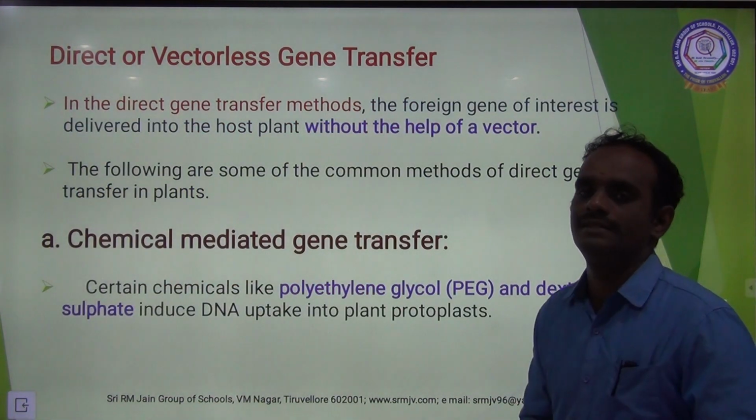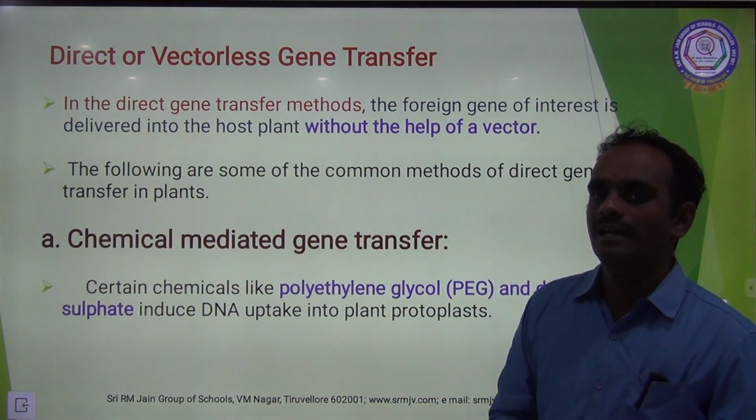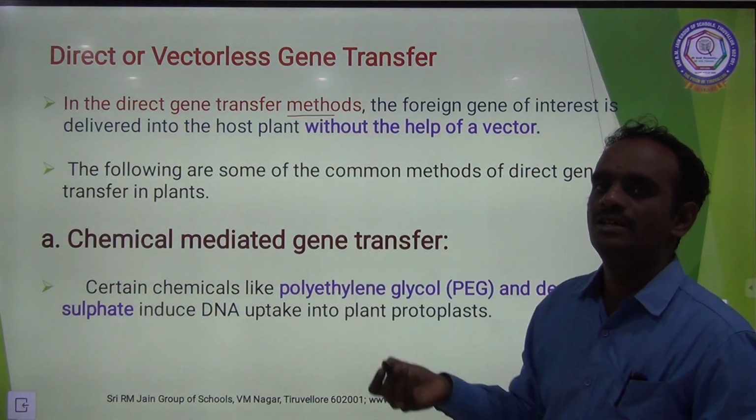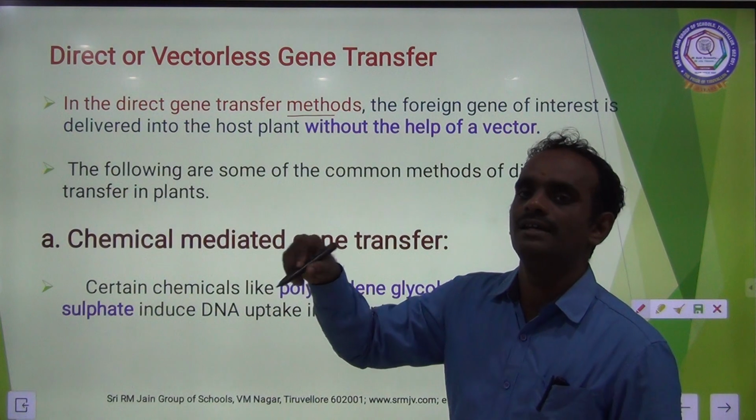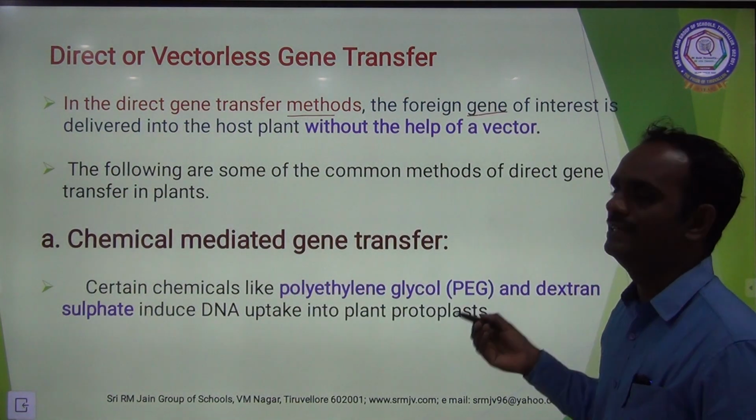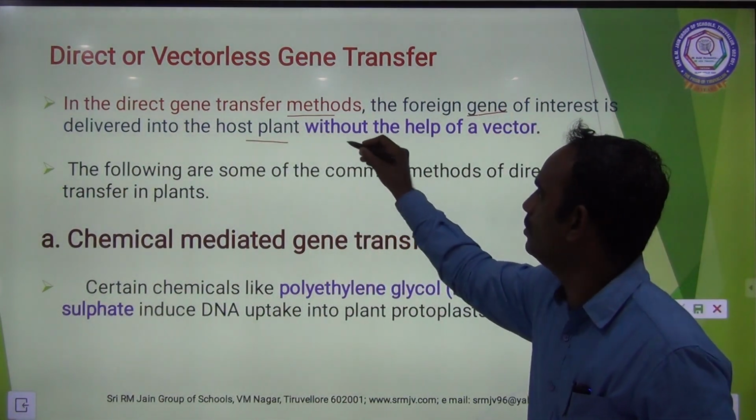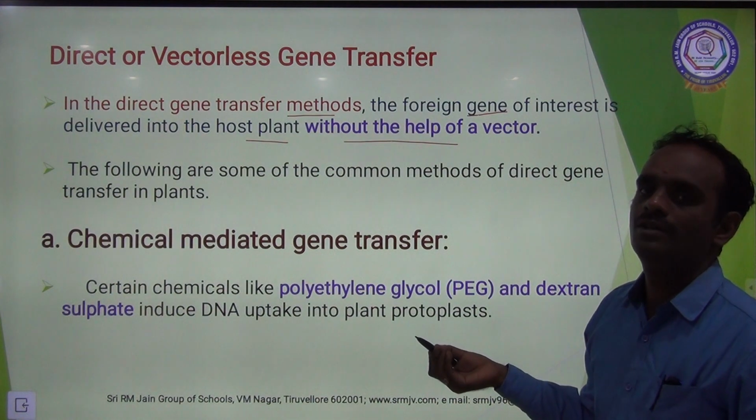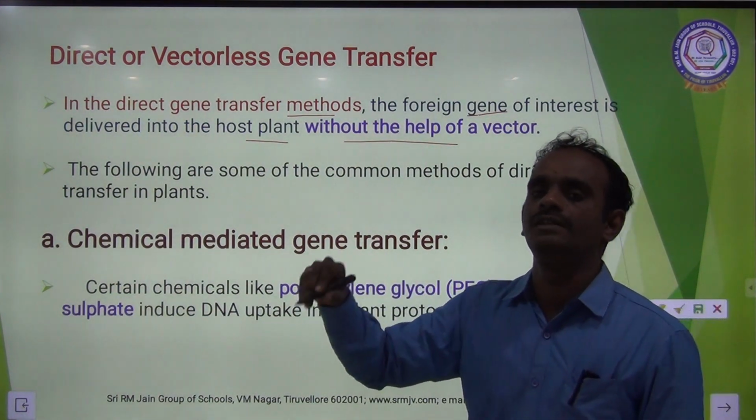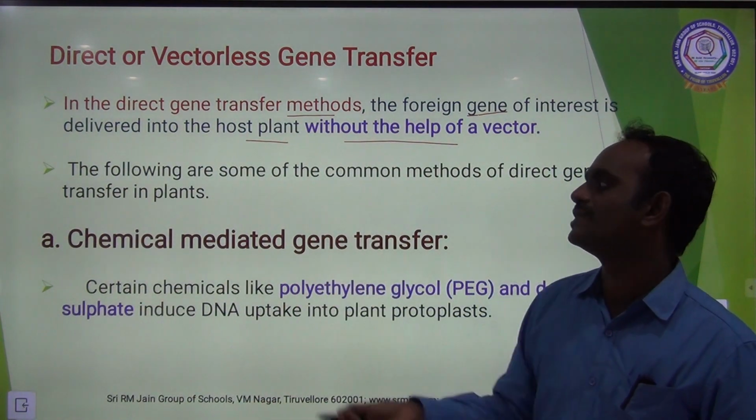The first one is direct or vectorless gene transfer. In the direct gene transfer method, we directly transfer the gene. The foreign gene of interest is delivered into the host plant or host cell without the help of a vector. So without the help of a vector, we just transfer the gene of interest into the host plant cell. That is called direct gene transfer.